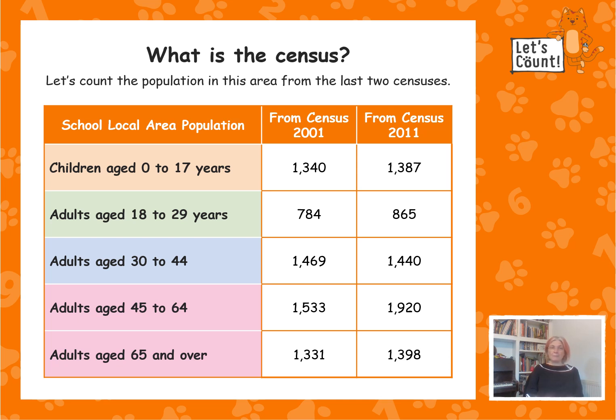Where are those extra people living? Where have they come from? Have other people moved out of the area to make room for these people? Or does this tell us that more houses have been built in this area between these two censuses? This data can tell us a story about what is happening in our local area.